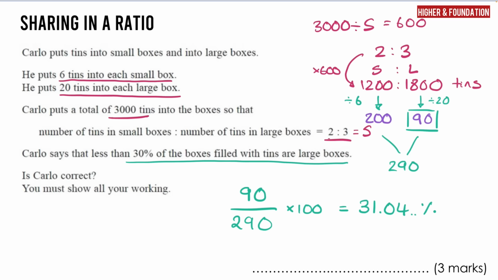So it says here, Carlo says that less than 30% are filled with large boxes, but we've just shown that actually 31% are filled. So is Carlo correct? No, Carlo is not correct. There we go, and that's backed up by nice clear working, and there is our final answer. So that was looking at some ratios, but it also involved a bit of percentages, so you just got to watch out for these questions. But the really important part here is be super happy with all those different forms of sharing in a ratio, and again I'll link that in the description for all those different types of ratio questions.